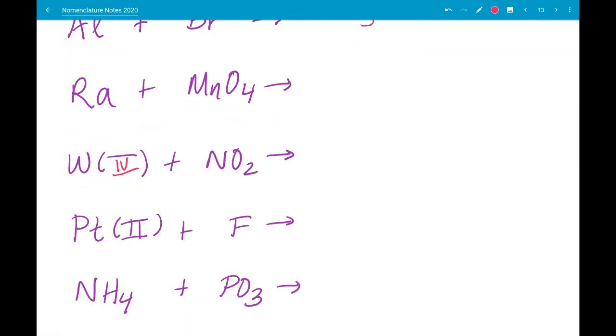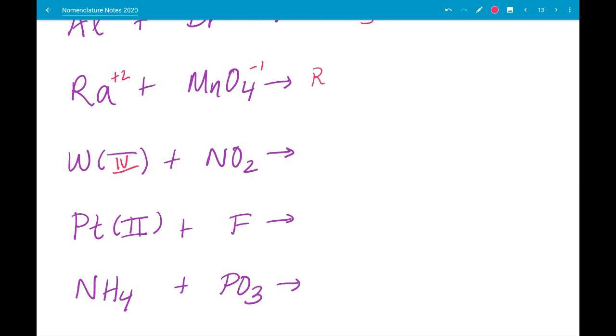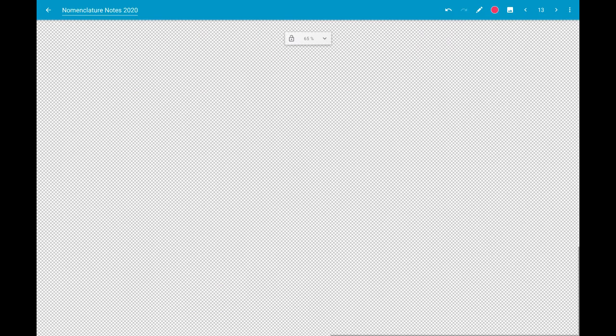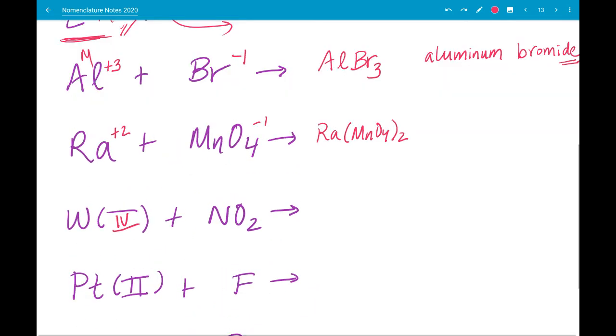Okay, so then we're going to continue on. We have Ra and MnO4. You'll find Ra is on the periodic table, and it has an oxidation number of +2. MnO4 has more than one element, so that is a polyion. So we're going to go ahead and drop and swap. To name this, because there's only one oxidation number, we're going to just write the name of the metal and the name of the polyion. So this is radium permanganate. It is a mouthful.